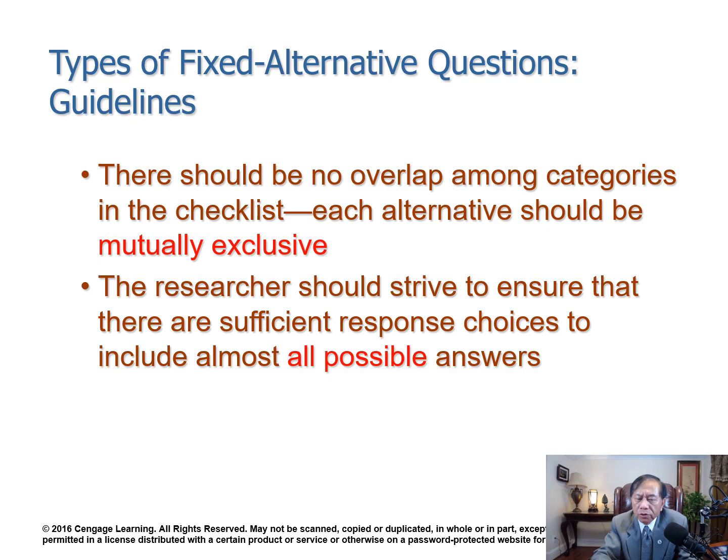The researcher should strive to ensure that there are sufficient response choices to include almost all possible answers. That's why for age group, for example, you may want to have under 15 or over 70, then you can cover everything, all the ages. Okay?